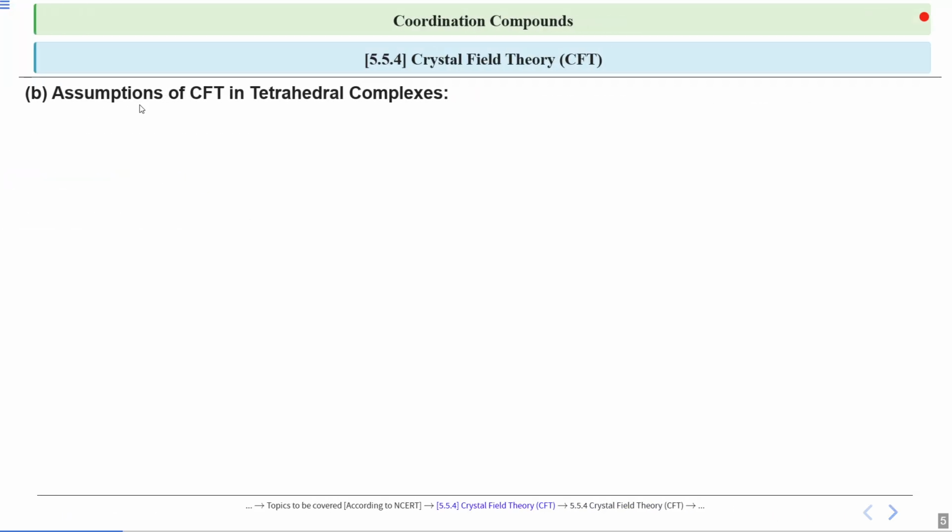So, the assumptions of the crystal field theory in tetrahedral complexes. We are going to cover the tetrahedral complexes part under the crystal field theory today. What are the assumptions that we have to make while studying the crystal field theory in tetrahedral complexes? The first is the degenerate d orbitals.